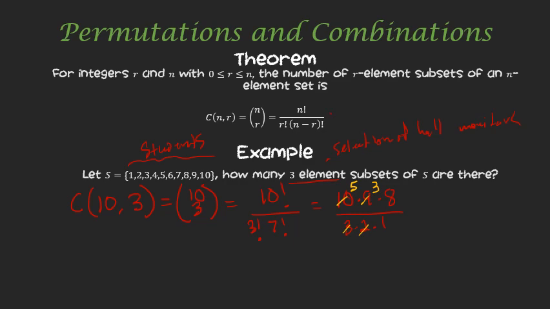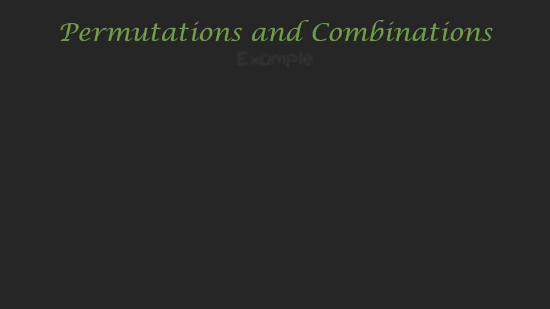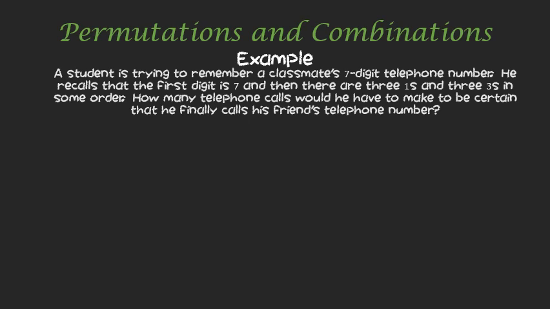So 15 or 5 times 3 times 8. So 5 times 3 is 15. Multiply that by 8, we get 120. And so that's how many ways there would be to pick these 3 hall monitors from the 10 students that signed up. And in general, the number of ways to select a 3-element subset from these 10 elements, that's a combination.